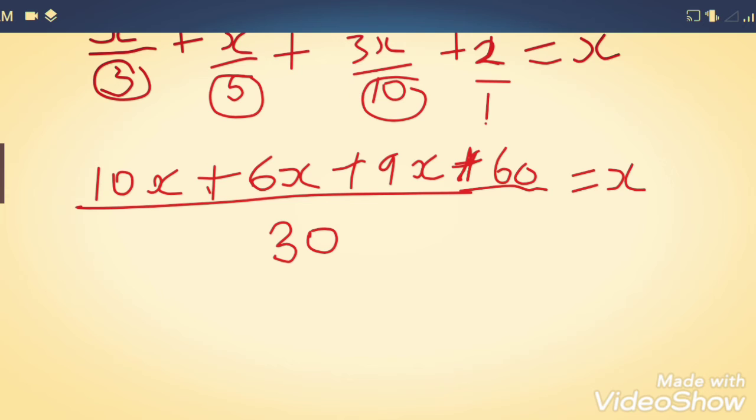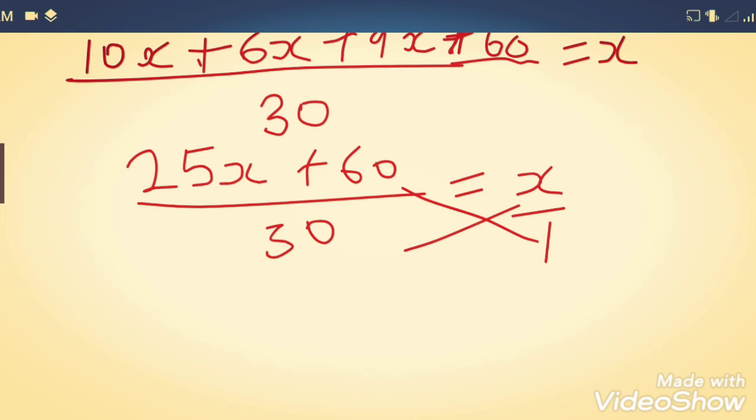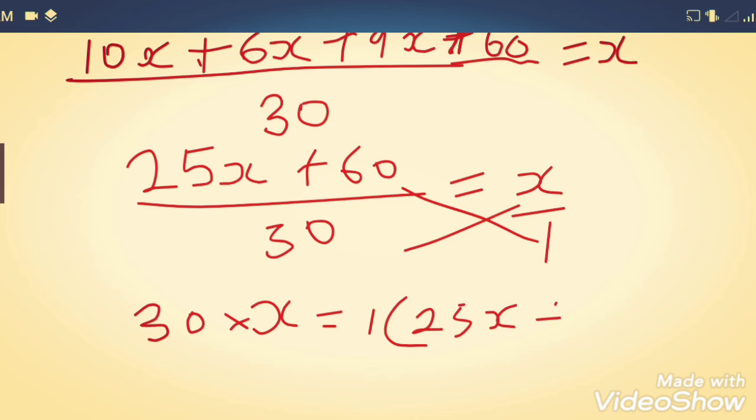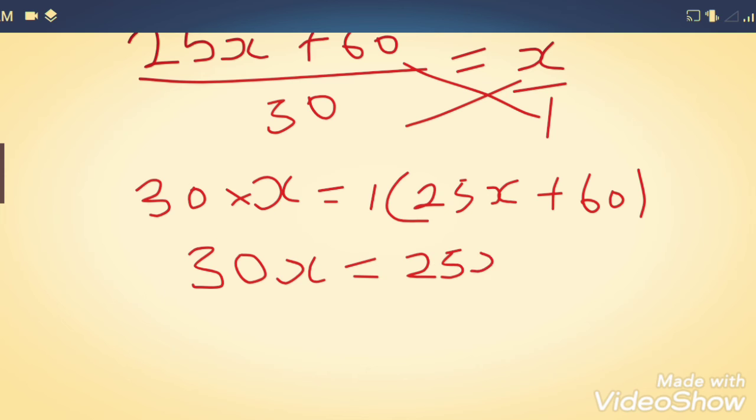So let's simplify the numerator. 10 plus 6 plus 9 is going to give 25x. 25x plus 60 all over 30 equals x. Now let's put over 1 here, and the next step is to cross multiply. So we're going to be having 30 times x equals 1 times 25x plus 60. So from here we're going to be having 30x is equal to 25x plus 60.